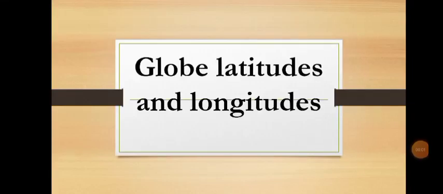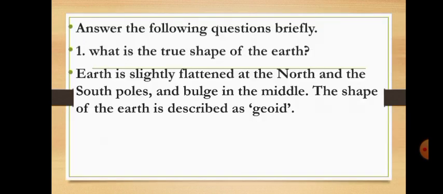Hi everyone. Today let's discuss NCERT solutions for the lesson Globe Latitudes and Longitudes. Answer the following questions briefly. What is the true shape of the Earth? Earth is slightly flattened at the north and the south poles and bulges in the middle. The shape of the Earth is described as geoid.